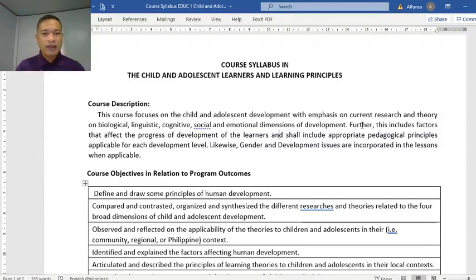Okay? And that is exactly what the subject would like to accomplish, to help you understand that the child undergoes different developmental stages. The child and adolescent has developmental stages, and these developmental stages are manifested in the biological, linguistic, cognitive, social, and emotional dimensions of the child in his development as a human person.